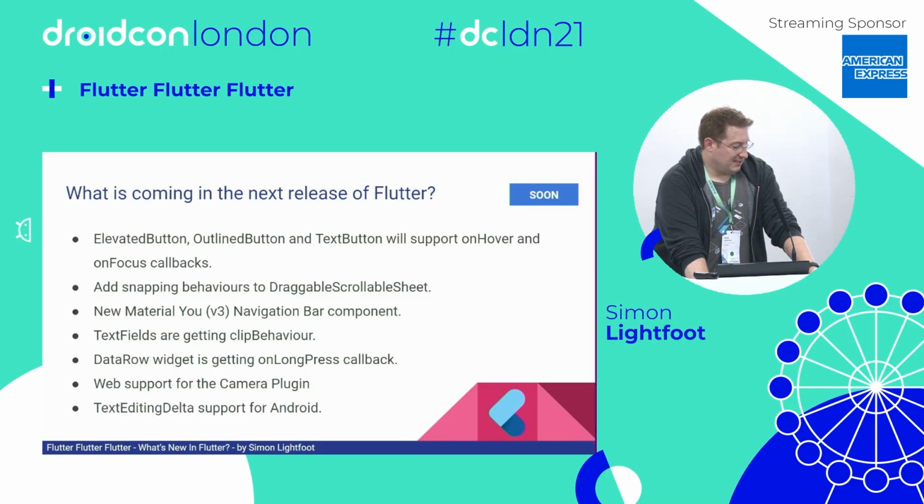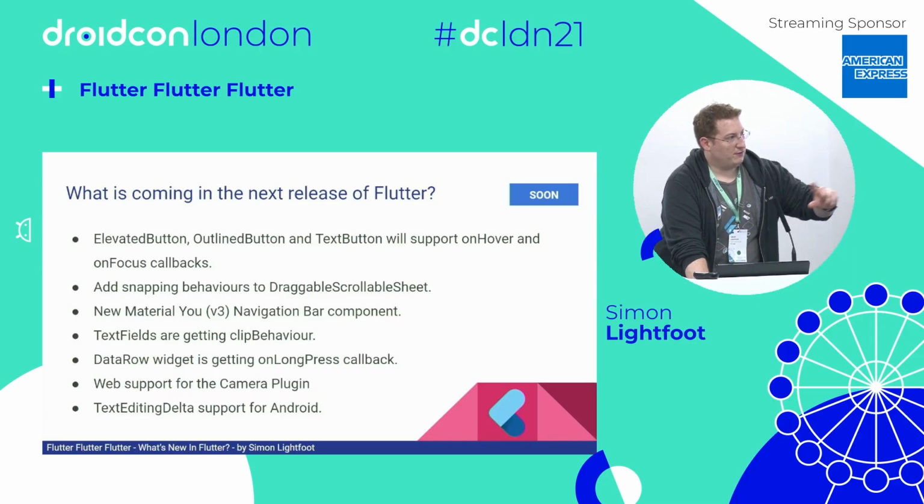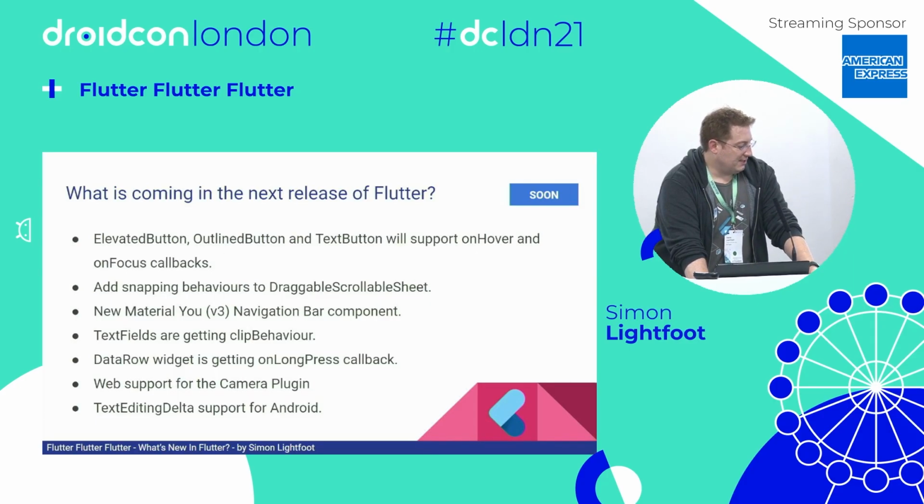And there's a new text editing delta support for Android. This allows for easier editing of large text files, basically. So when you're editing a large text widget, at the moment it has to send the entire contents back and forth across the boundary, which can get laggy if you're dealing with lots of text. So the text editing delta solves that.